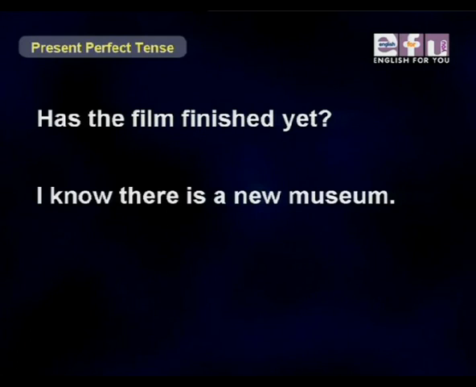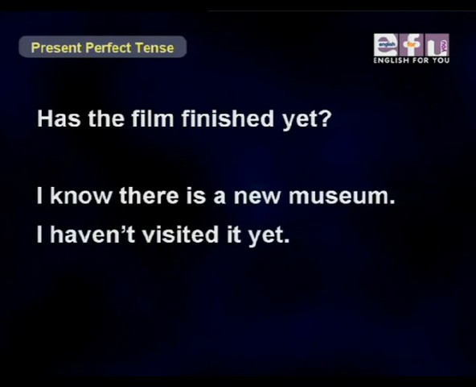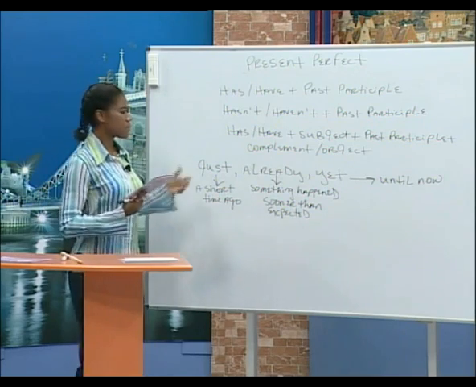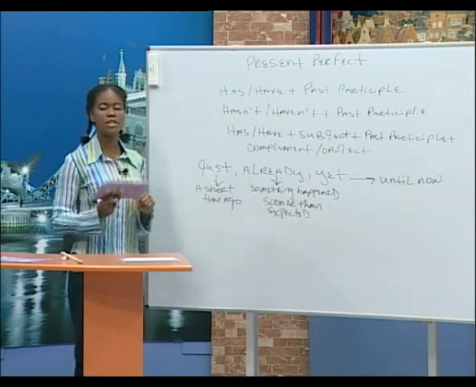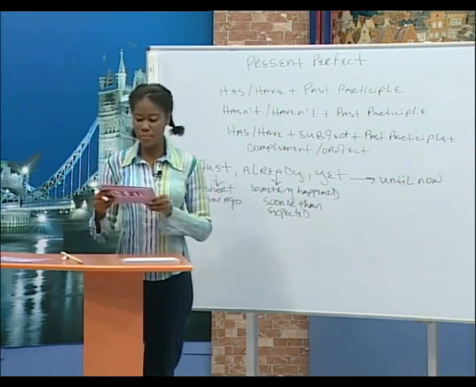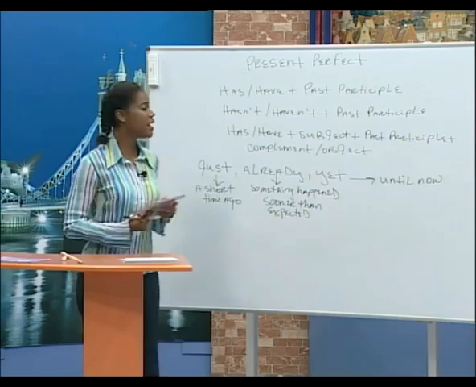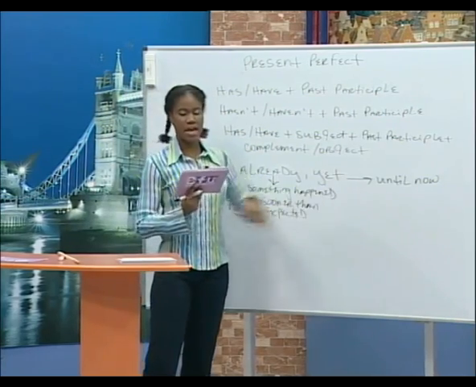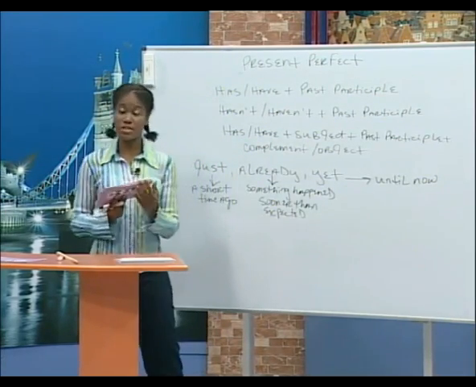I know there's a new museum. I haven't visited yet. Okay, now already and just are usually put between the auxiliary and the past participle. Okay, and yet usually comes at the end of the sentence or question.